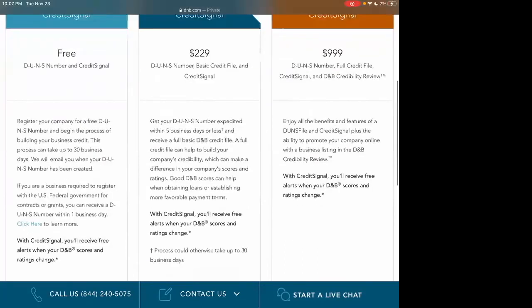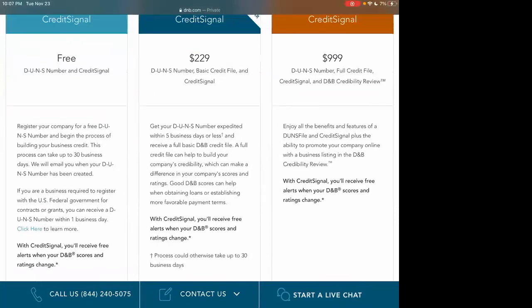And it says right here, register your company for a free DUNS number and begin the process for building your business credit. This process can take up to 30 business days. We will email you when your DUNS number has been created.